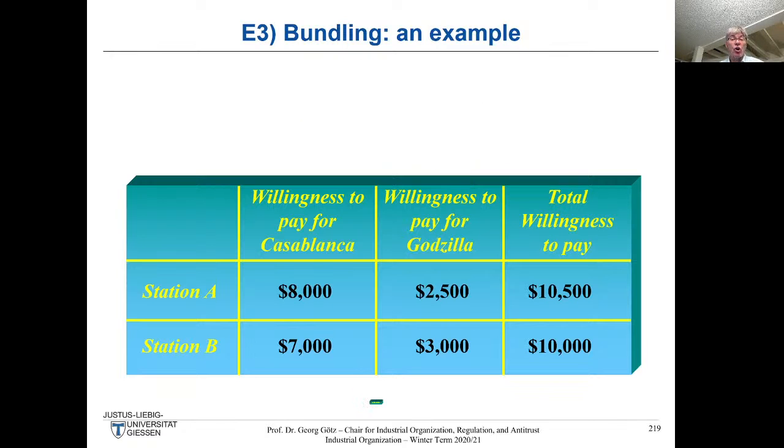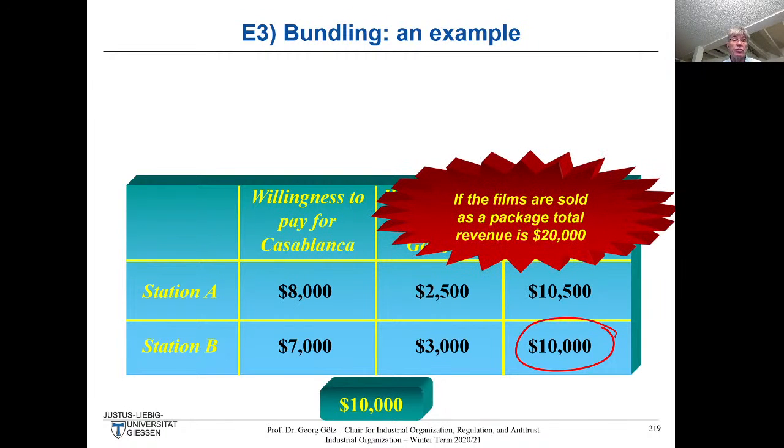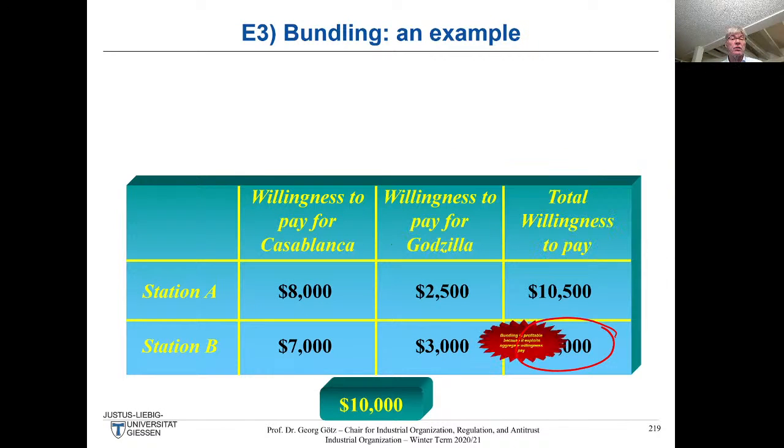So you can charge now, of course, 10,000 for the product, and you will be able to sell both. And 2 times 10,000 is 20,000. So you increase the profit here by bundling. Because we have this, in a sense, negative correlation between the two products.